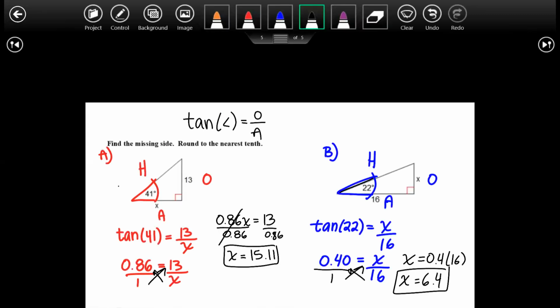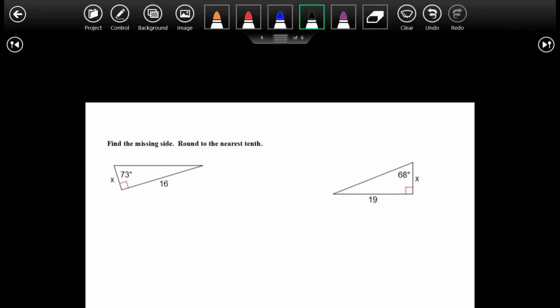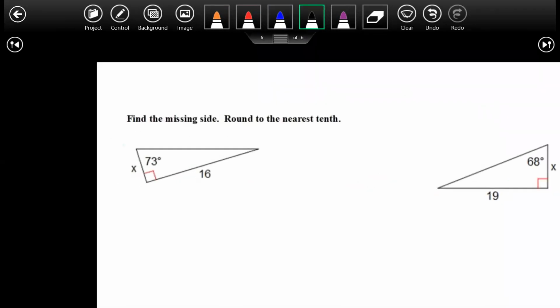Let's do this. Let's set this one up. Hopefully you guys did it. You solved for the angles. Do you want me to show everything? Are we okay? Or do you want me to skip around to do it faster? Skip around. We're using tangent. What tangent angle am I going to use? What's going to be the ratio? 16 over x.